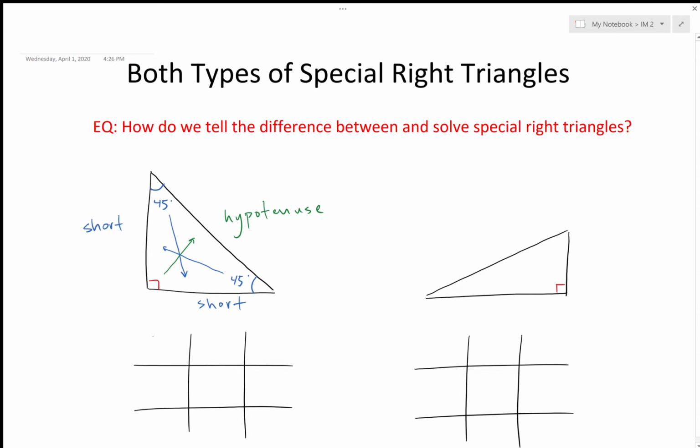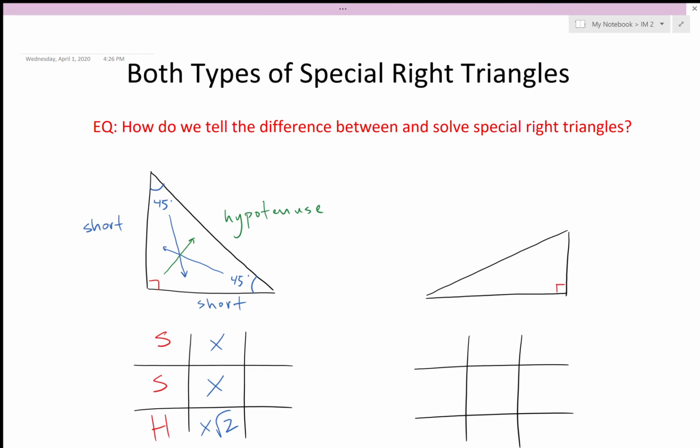So we have two short sides, and the hypotenuse side. The ratios for these, remember, go x, x, x square root 2. And then the last column is where we put our answers if this was a problem.